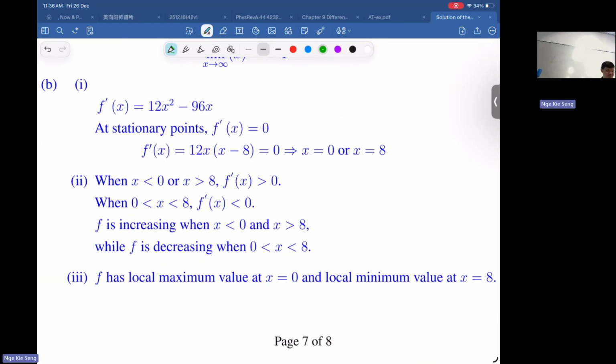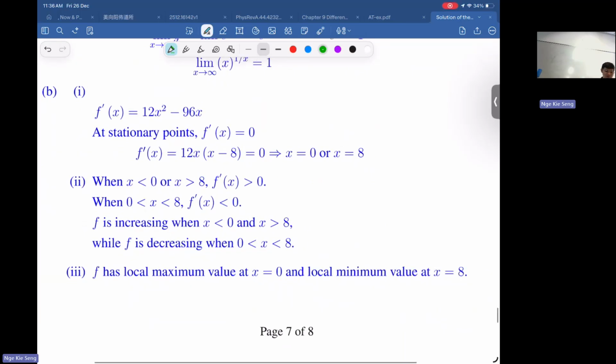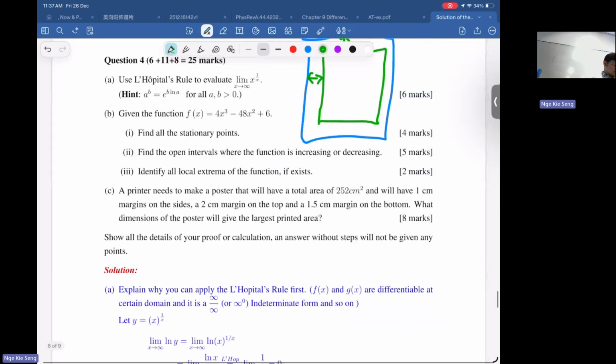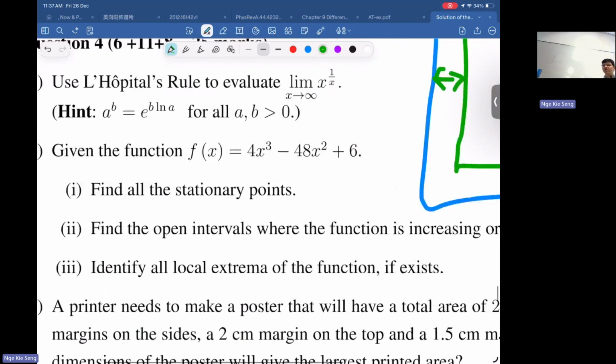I'm not sure whether you use the first derivative or second derivative test, but I think it should be fine. But the point is you want to find the stationary point first, okay, where the derivative is 0. Do you care about boundary points or not? You don't care about boundary points, right? Because this function is defined everywhere. There's no boundary here.